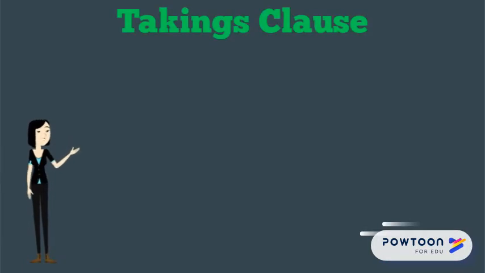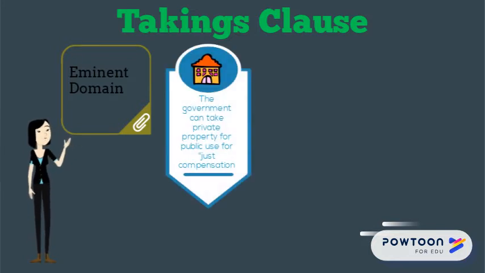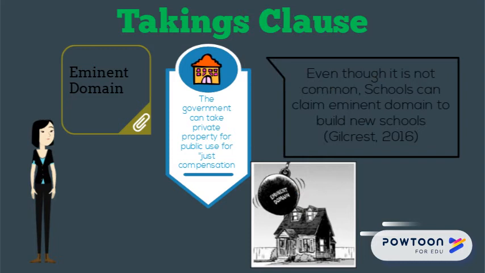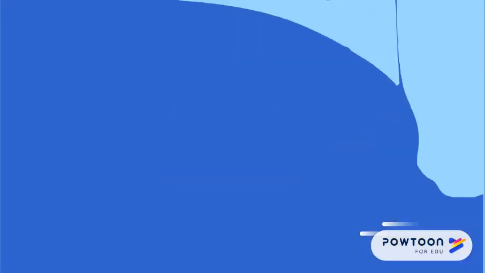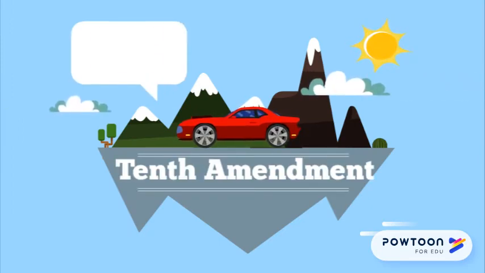Clause 5 of the Fifth Amendment, the Takings Clause, also known as eminent domain: the government can take private property for public use for just compensation. Even though it's not common, schools can claim eminent domain, and it has been done in Ohio. So let's move on to the 10th Amendment, states' rights.